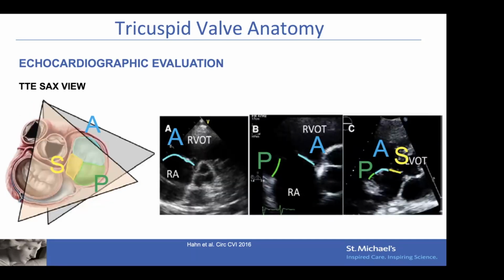If you then turn your probe 90 degrees, you get the short axis view. There it's really dependent on the elevation. If you point up high, you're typically going to see the anterior leaflet. The more you move down, you're going to see the posterior and also septal leaflets coming in.